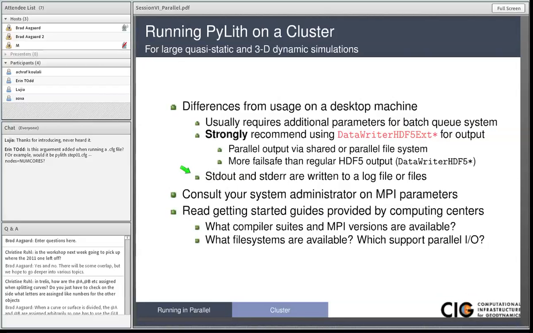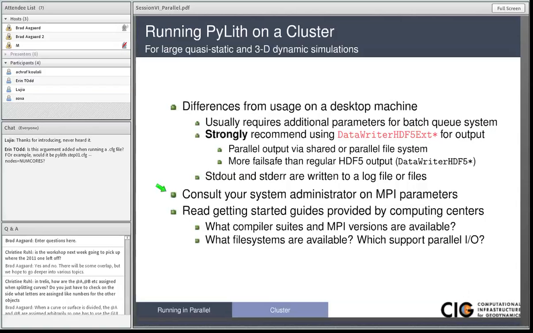It's important to consult your system administrator on MPI parameters. Whoever is administering your cluster may have installed more than one version of MPI. There may be one version that is more optimized or has a better compiler suite for your particular hardware. Some clusters support both fast communication between processors, usually called InfiniBand, as well as the more common regular gigabit Ethernet. If you have InfiniBand, you want to be using it because the interprocessor communication is much faster, and so you get better performance and fewer bottlenecks.